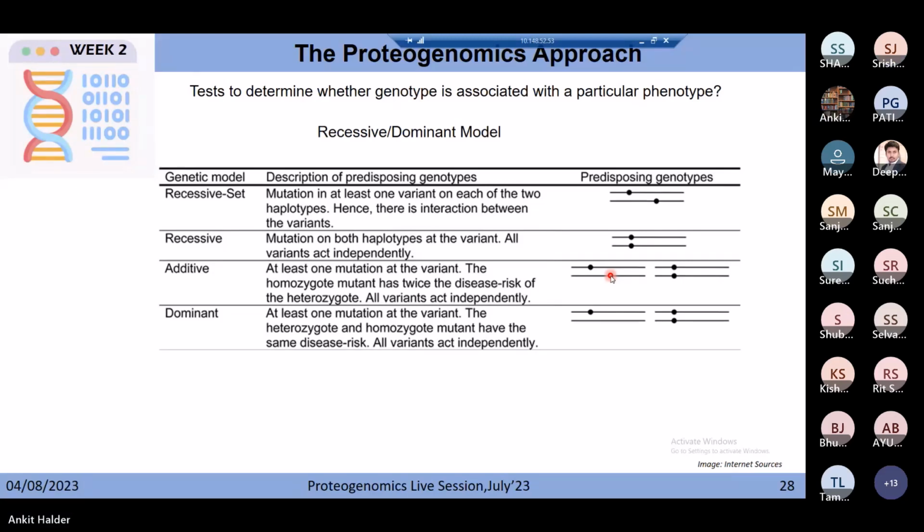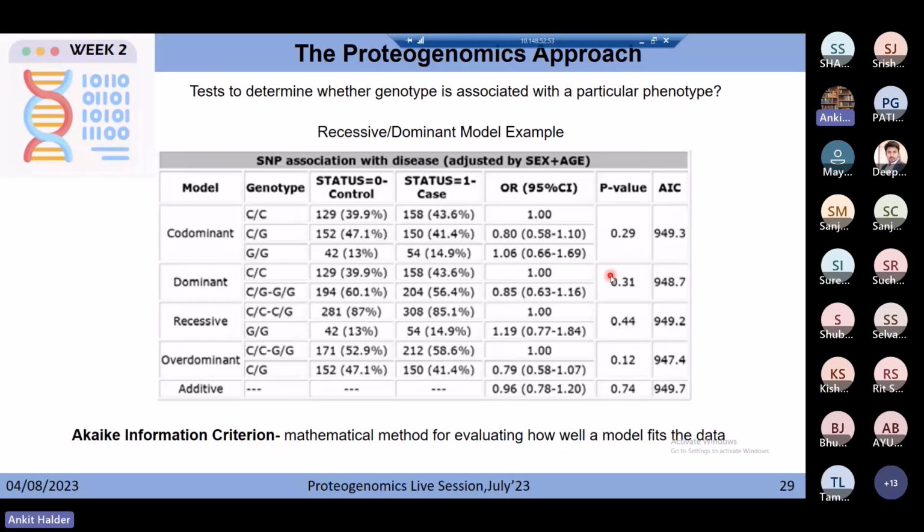Yes, sir. Okay. So this is an example of the recessive and dominant models. Here you can see the codominant model, dominant, recessive, overdominant, and additive model. Here are the control and case. So all these models, as I have mentioned, can be tested with the data, whether it is a control or the case, the control or the disease. Here is how it is calculated; after the statistics, we will calculate the p-value.